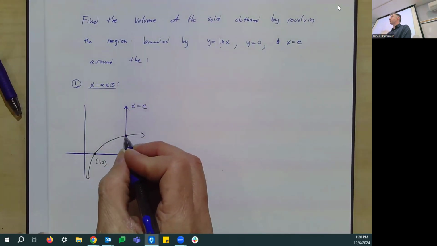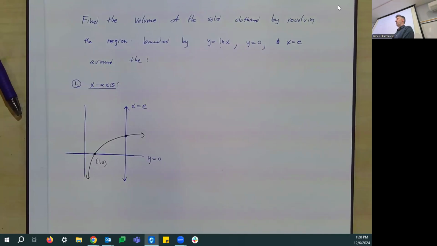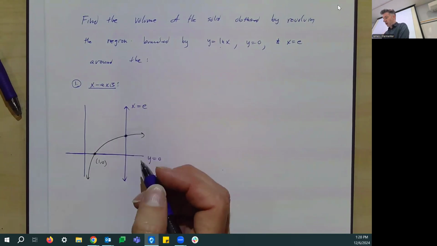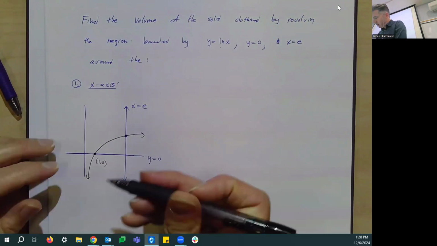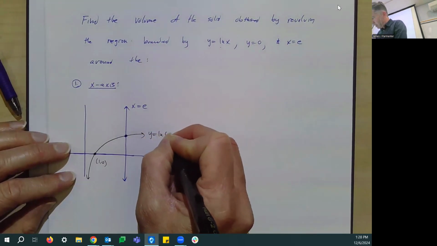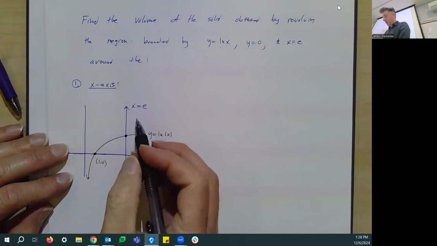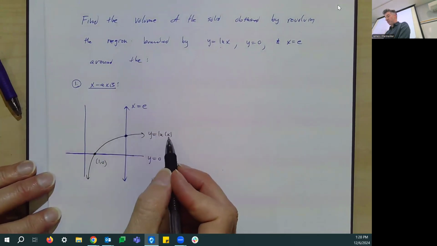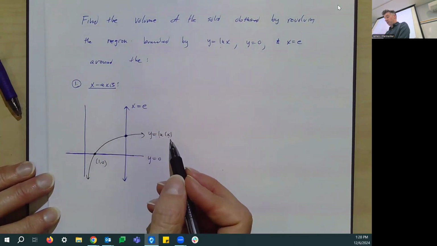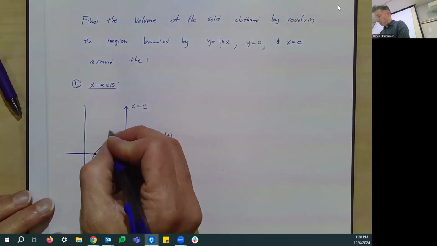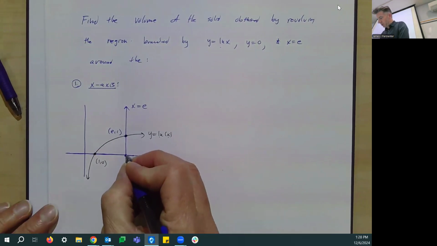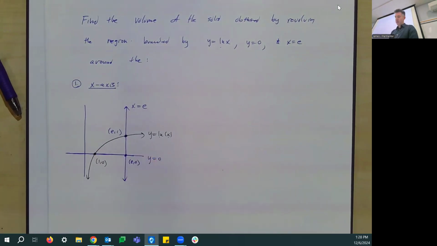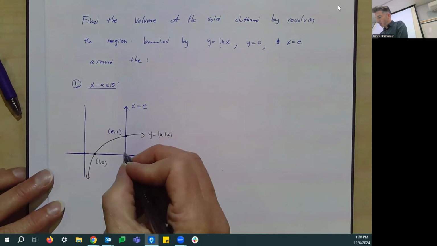This point of intersection, usually, if these problems are written by people, the points of intersection are relatively nice. That point there, well, if this is y equals natural log of x, and this is the line x equals e, then they're going to cross when x equals e, and natural log of e is 1. Cool. And then this point, of course, must be (e, 0). So here's the region that we're trying to revolve.